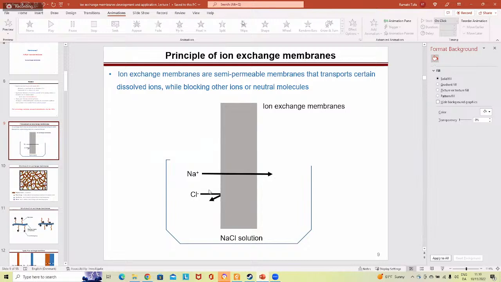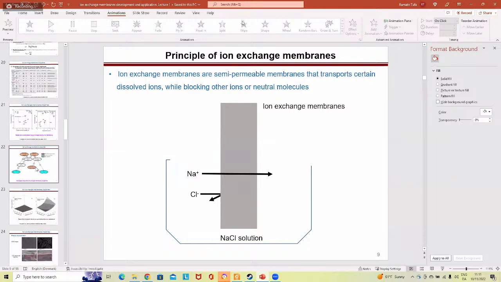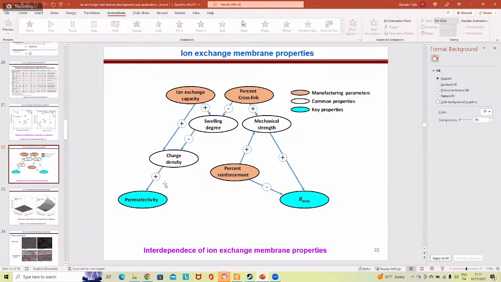So how do we improve it? Let's say it's a little bit tricky. The functional groups are important, because if you have a very low fixed ion exchange capacity, as I told you before, the permselectivity is affected, all right? We have the charge density, which is the ion exchange capacity divided by the swelling degree. So it all relates to the ion exchange capacity. If you increase the ion exchange capacity of the membrane, you improve the permselectivity.